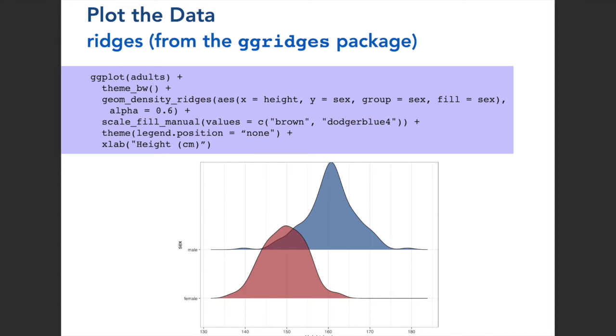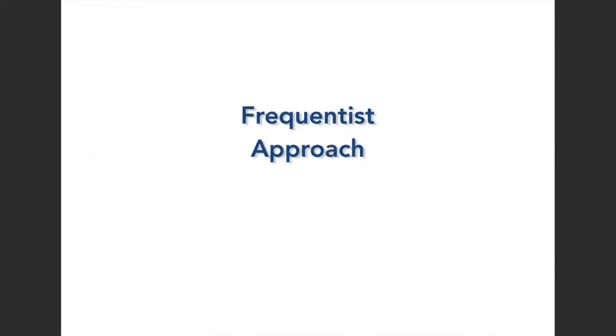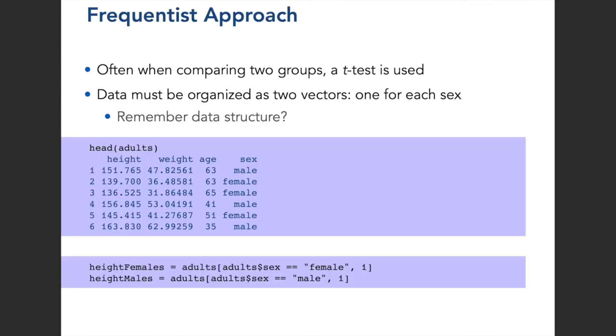But before we change videos, now we're going to do the frequentist approach. So we're going to analyze the data from a frequentist approach. Often when we have two groups, so in this case we have height data for two groups, if you want to compare them, usually you'd use a t-test for something like this. So we'll go through how to do a t-test in R.